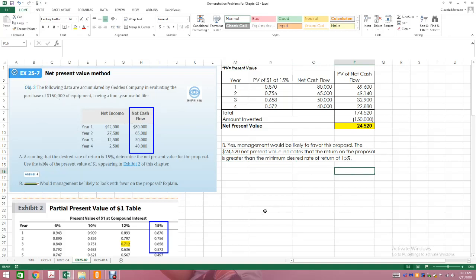So this is exercise 25-7. And it's just a matter of getting your present value rates times your net cash flows to get the present value of your net cash flow, deduct the amount of your investment, and then you can figure out your net present value.